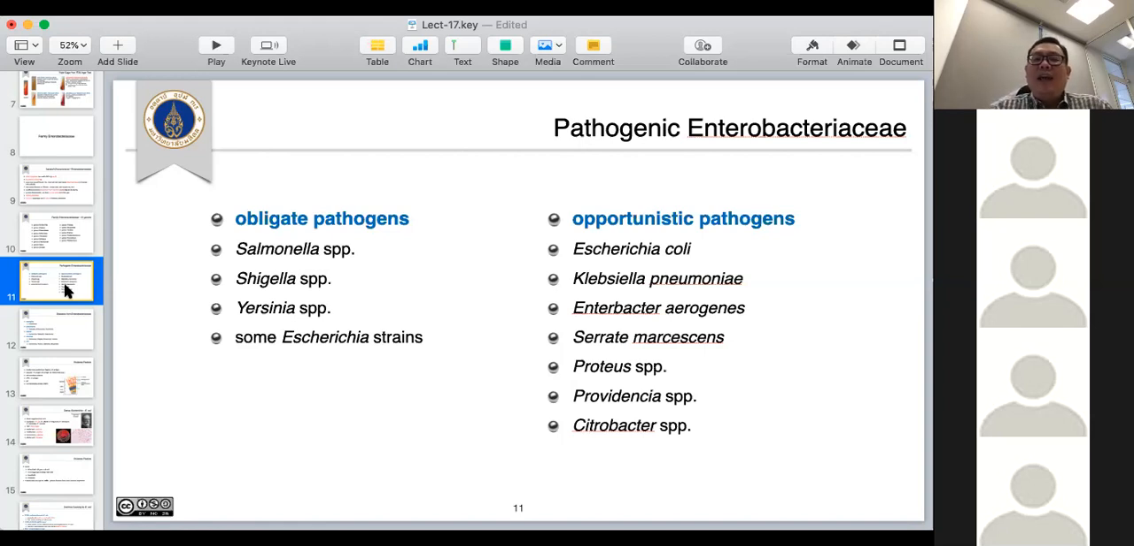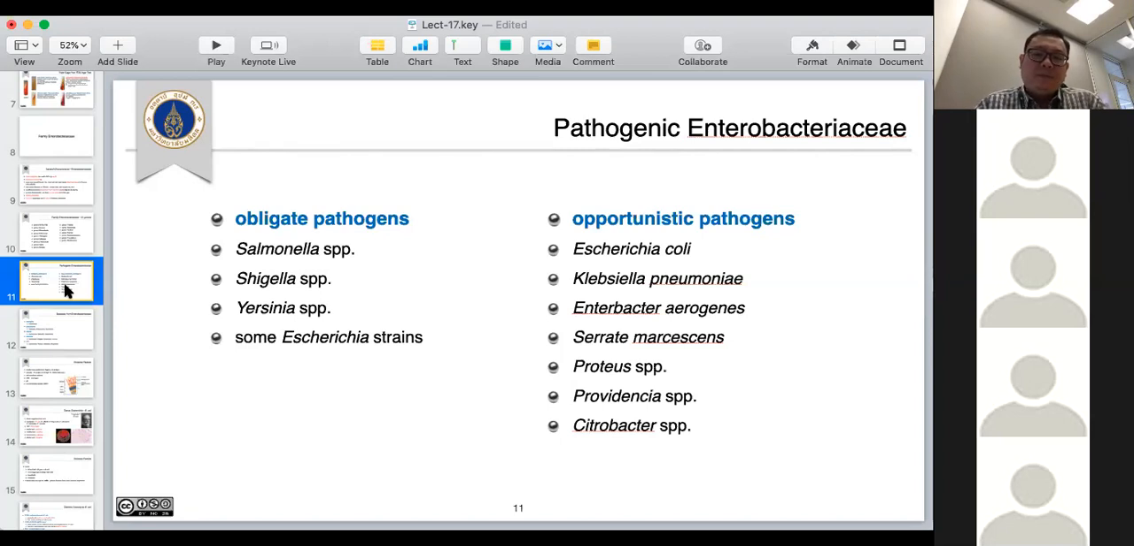coli or Escherichia, not E. coli, sorry, some strain of Escherichia. But the other Escherichia, for example, E. coli, they're opportunistic. They are good bacteria in your body, but just in case they can cause disease with you. E. coli, if they live in the wrong place in your body, they probably cause disease.